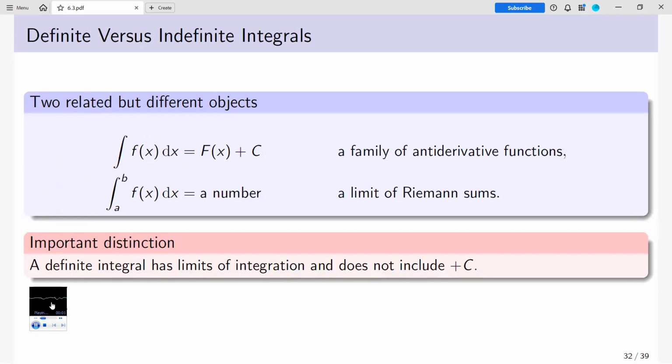An indefinite integral produces a family of functions, while a definite integral produces one number. The fundamental theorem of calculus will connect them next. They are related, but they denote different concepts.